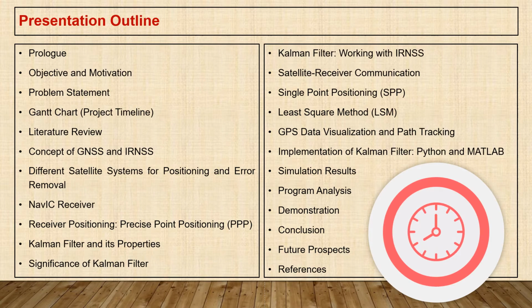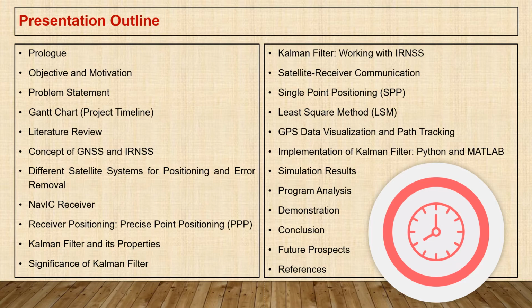So here is the presentation outline, which is the overall flow of the minor project, which would include the prologue and the objective and motivation behind taking up this problem statement. Then it would include the whole project timeline in a Gantt chart format. After that, there will be a certain literature review which would guide to the concept of GNSS and IRNSS.